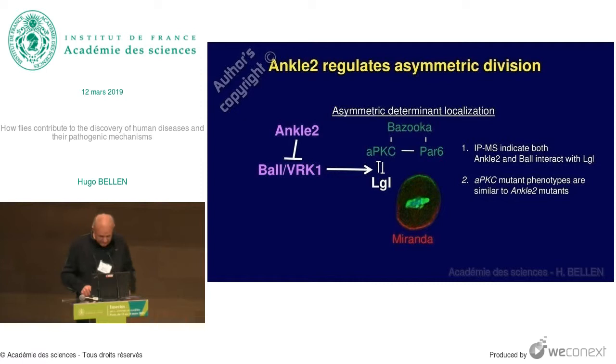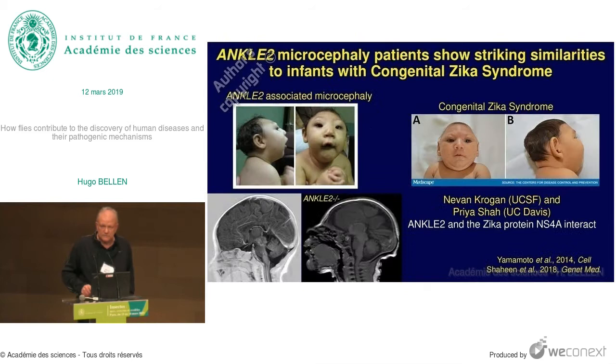So now, in the last two or three slides, I want to come back to this microcephaly. I told you that loss of ankle 2 in flies causes microcephaly in human. About a year and a half ago, I had a call from Nevin Krogan from UCSF, and his postdoc Priya Shah told me, Dr. Bellen, are you still working on ankle 2? And I said, sure, we're working on ankle 2. We've worked out most of the pathway.